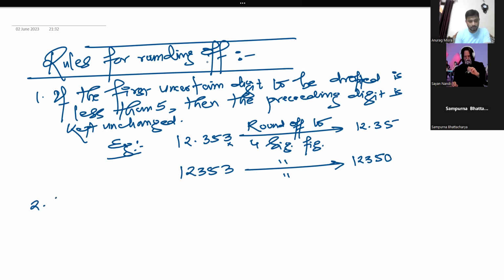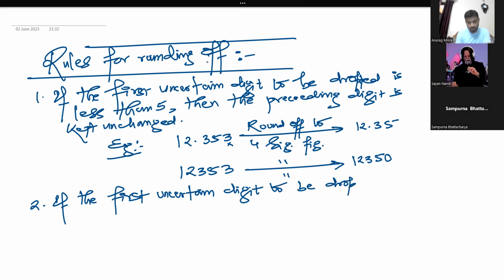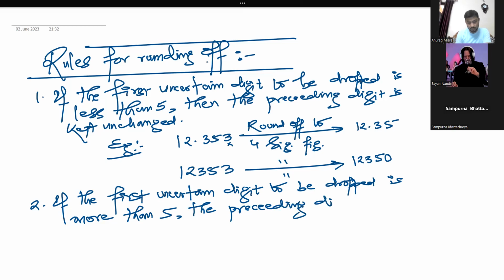The second rule, if the first uncertain digit to be dropped is more than 5, the preceding digit is raised by 1.